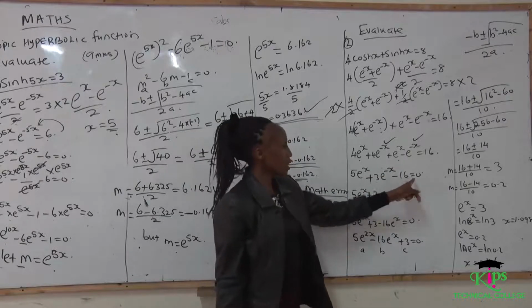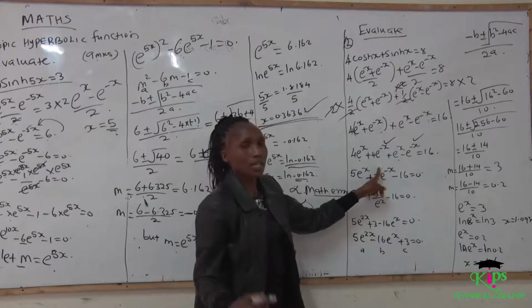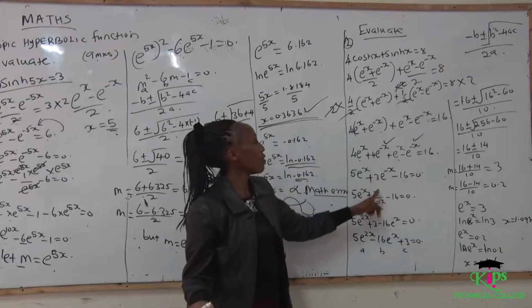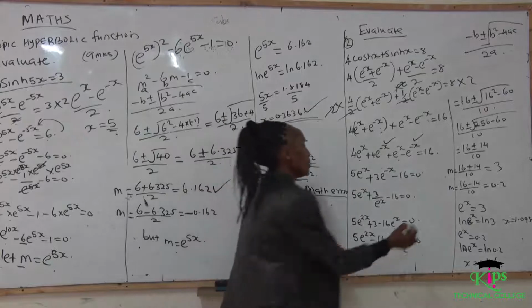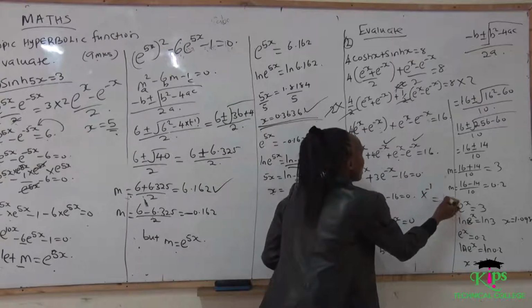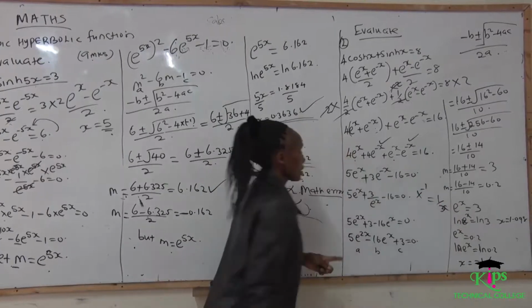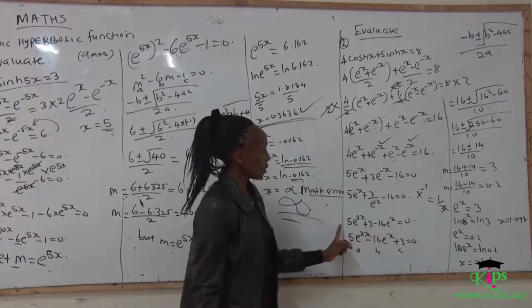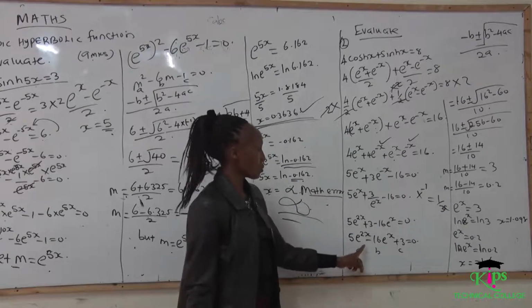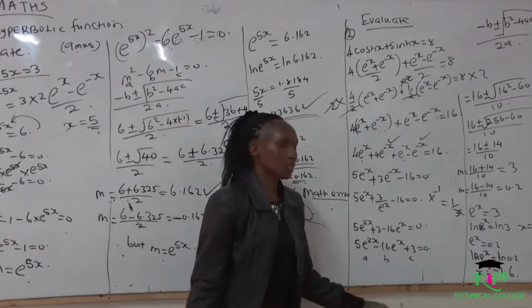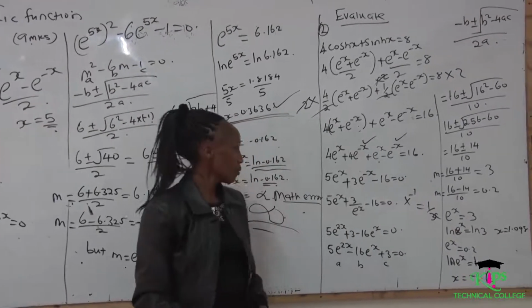Minus this one. And then from there, because any value having a power of negative, let's say x raised to negative 1, is the same as 1 over x. You multiply all through by exponential x, and you get 5 exponential 2x minus 16 exponential x plus 3 is equal to 0.